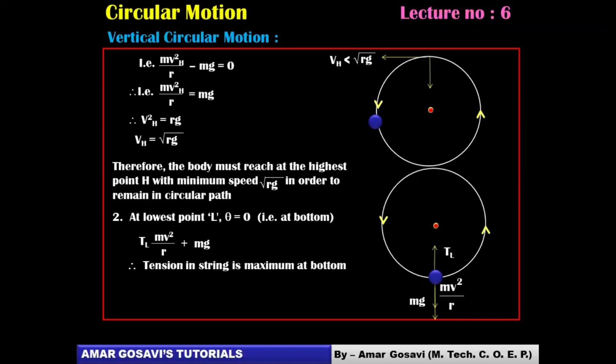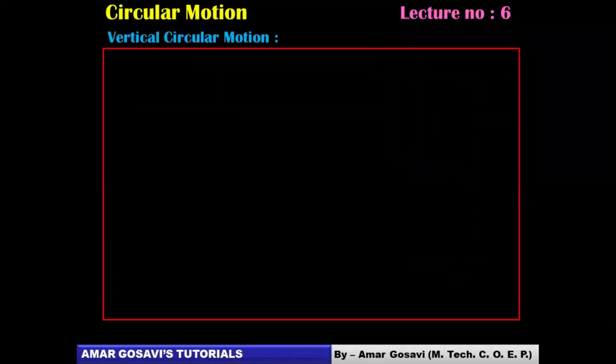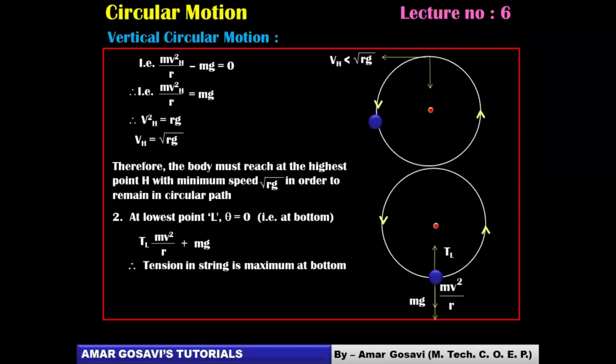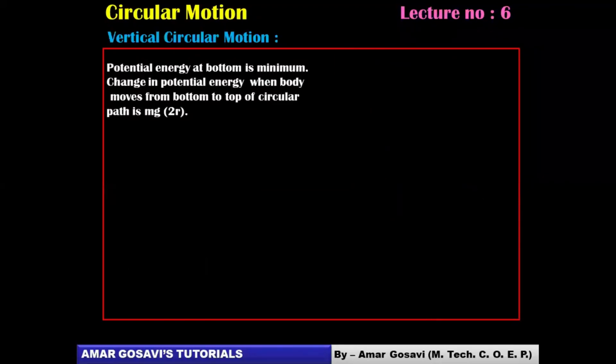Okay, hopefully things are pretty clear till here. So let's move ahead then. We got, at the lowest point the tension will be mv square by r plus mg. Remember that. Let's move further.